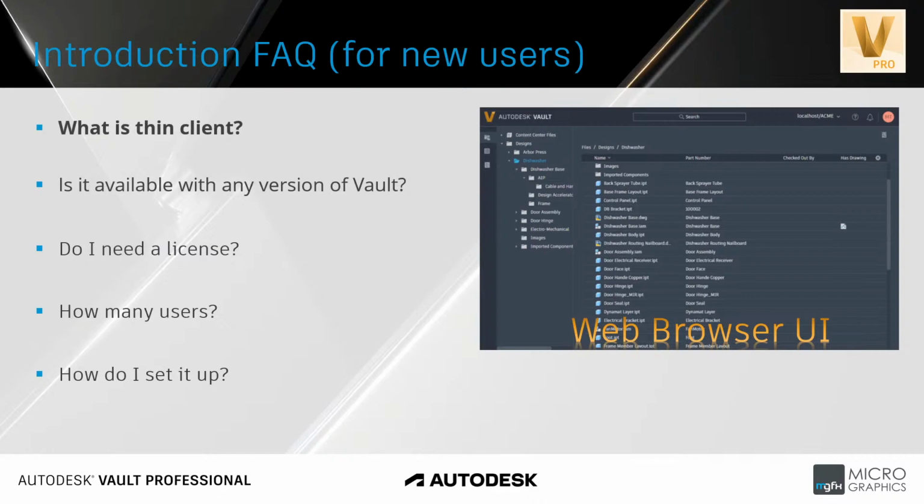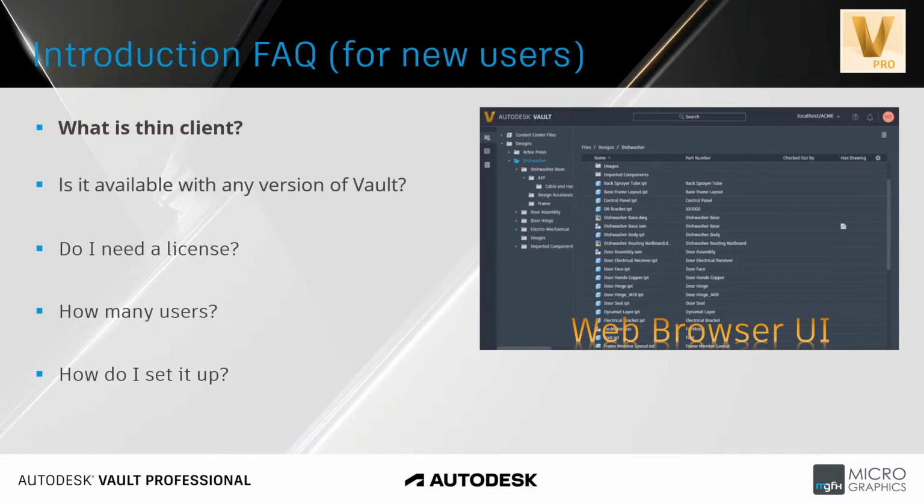Right? Now that begs the question, is it available with any version of Vault? So of course, there's Vault Basic, there's Vault Workgroup, and so on, and Vault Professional, all of that. The answer is no. And we'll get into more detail on that in the next slide, but it is only available with Vault Professional now. Okay. Do I need a license? The answer is no. Like I said, all you need is a web browser, and you can have an unlimited amount of people who have access to this, as long as the administrator has set up rights and permissions for them in the Vault software itself.